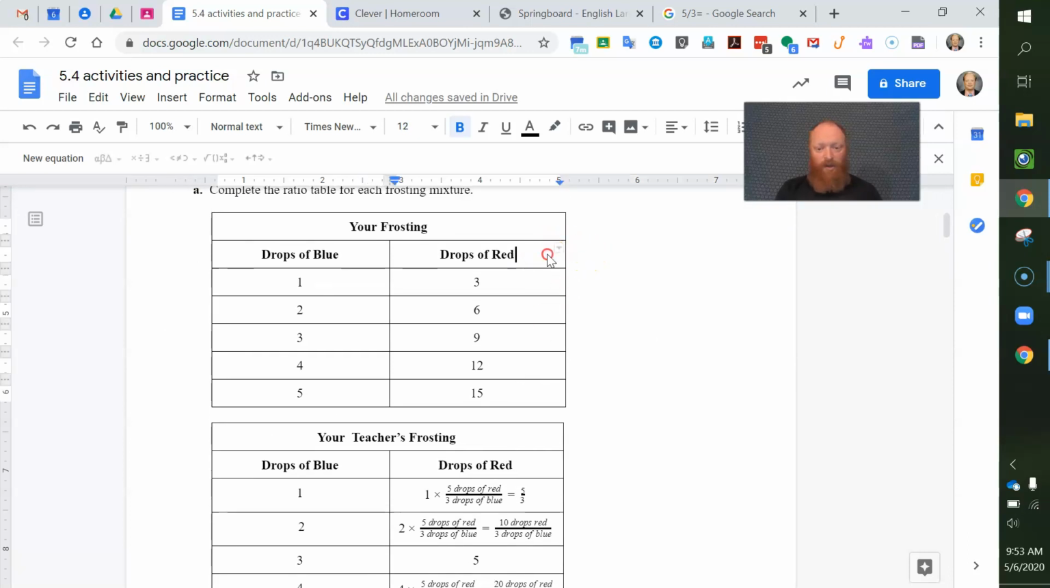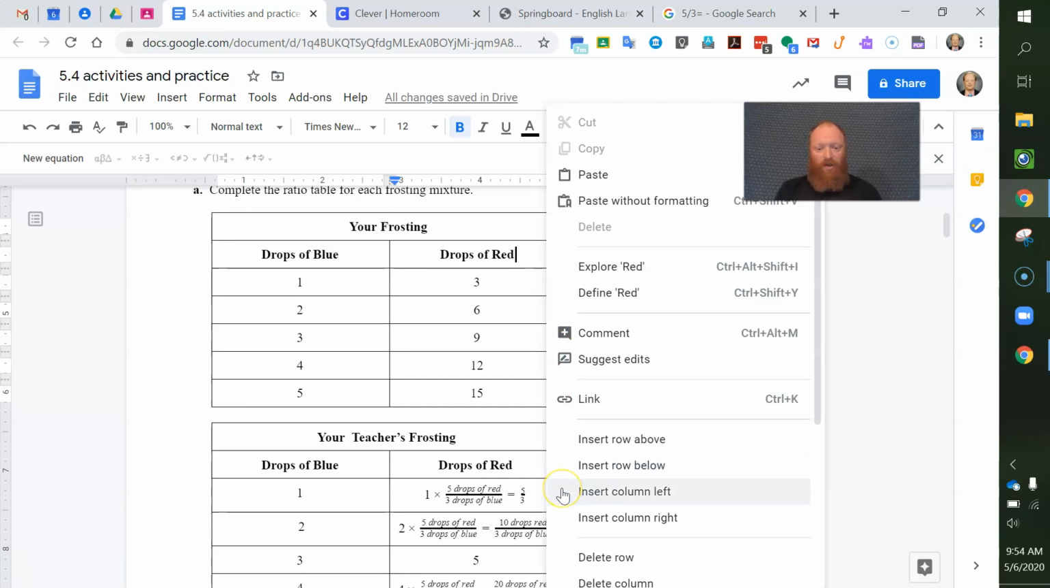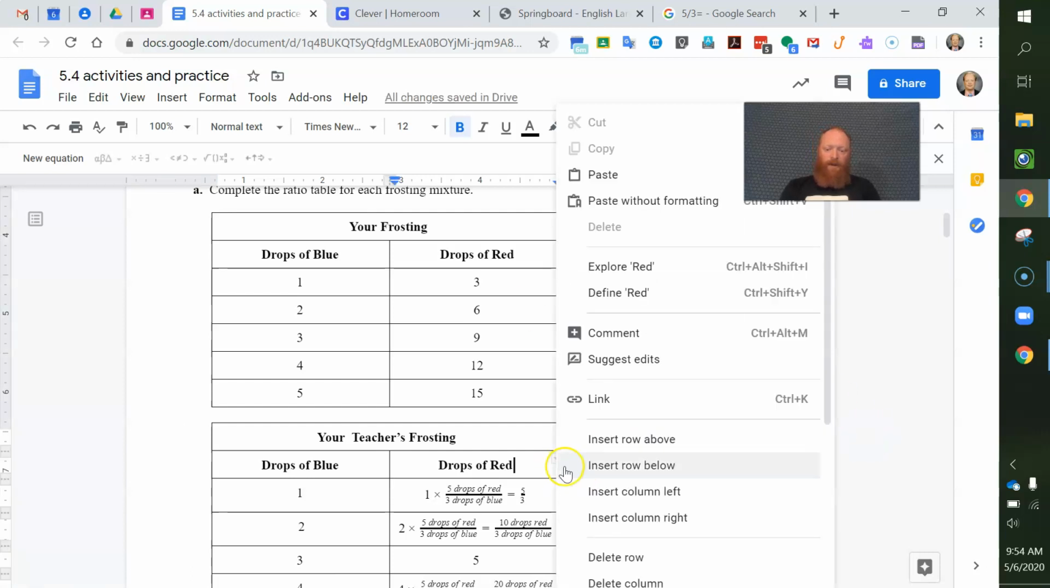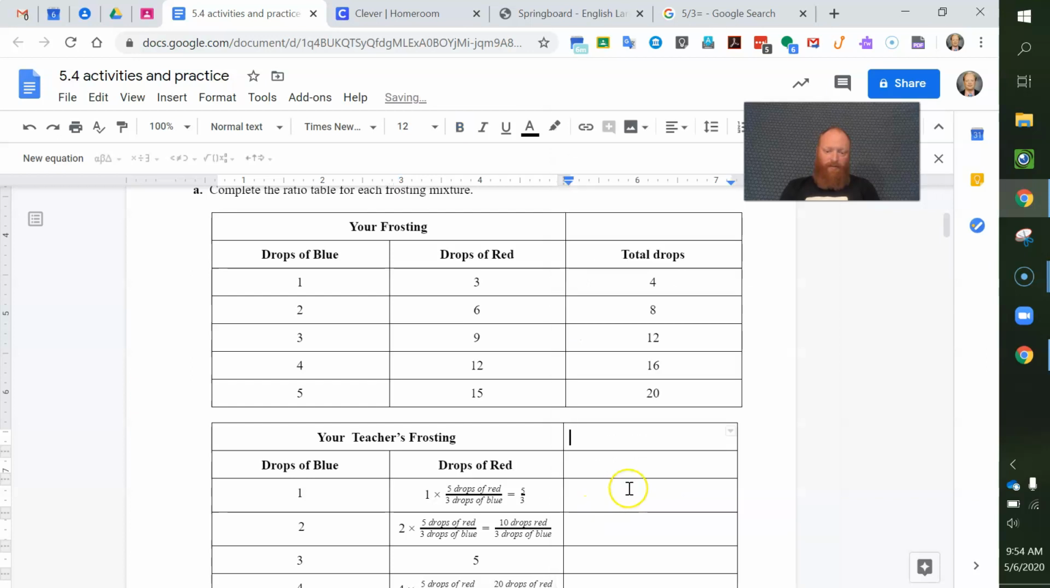So let's go over here, and I'm going to say insert column to the right, and we're going to say total drops. All right, so here we have 4. 2 plus 6 is 8. 3 plus 9 is 12. 4 plus 12 is 16. And 5 plus 15 is 20. We'll do the same thing over here. Insert column to the right. This is going to be total drops.